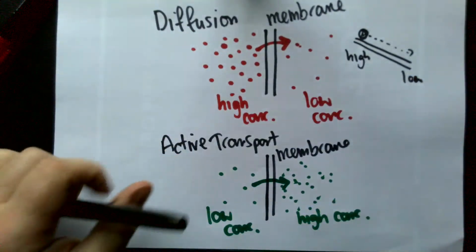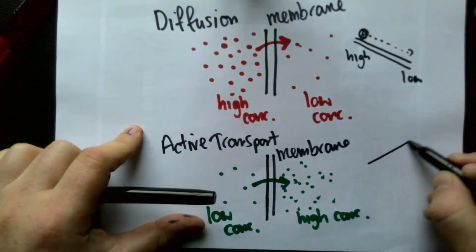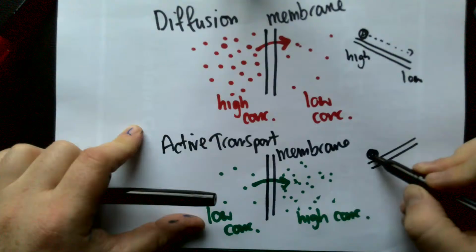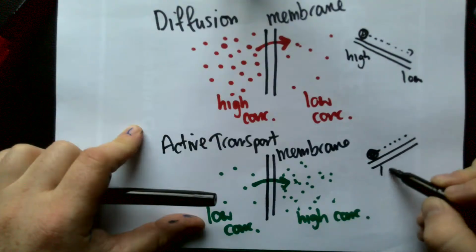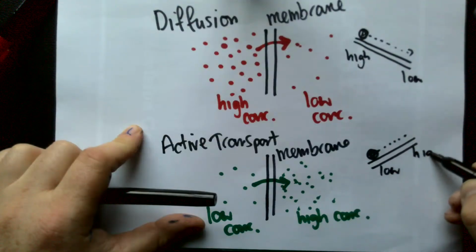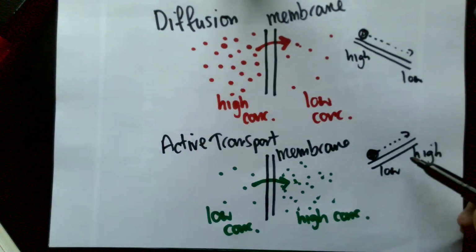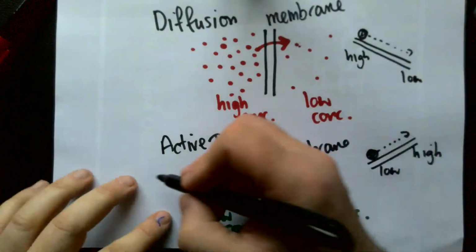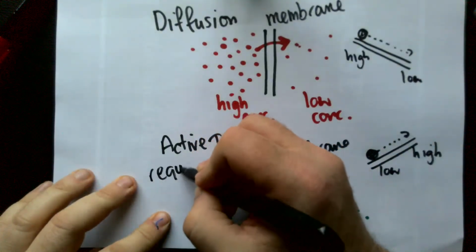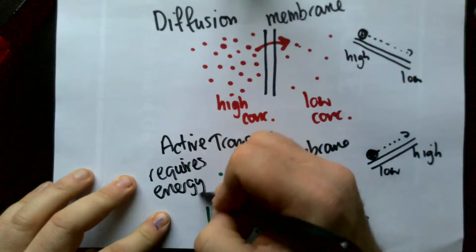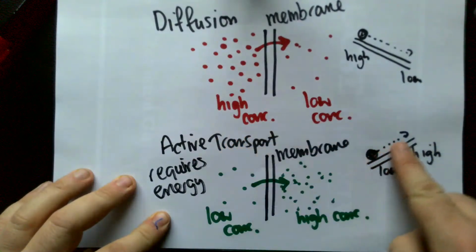The way I think about it is I want you to imagine that we have a ball going up the ramp from low to high. And the way I like this little visual reference is because that requires energy. You have to physically push the ball up the ramp.